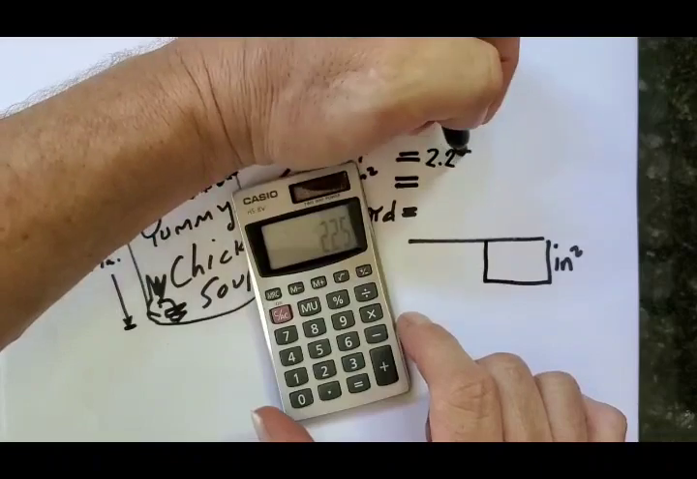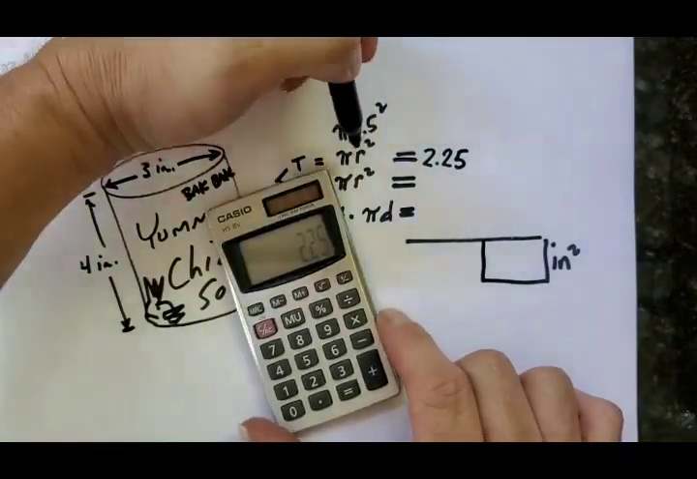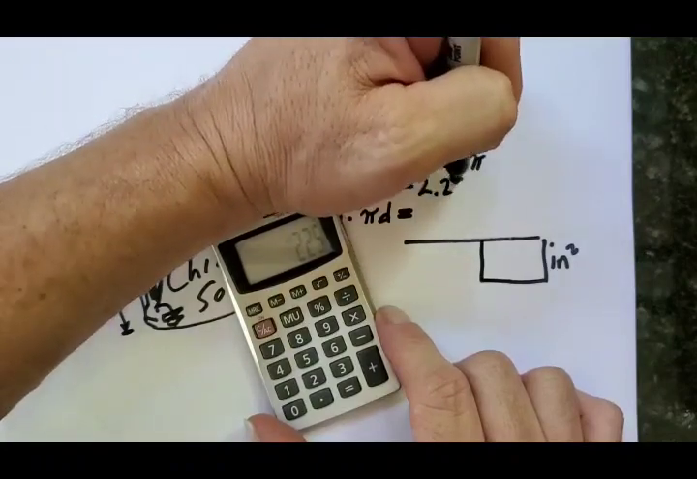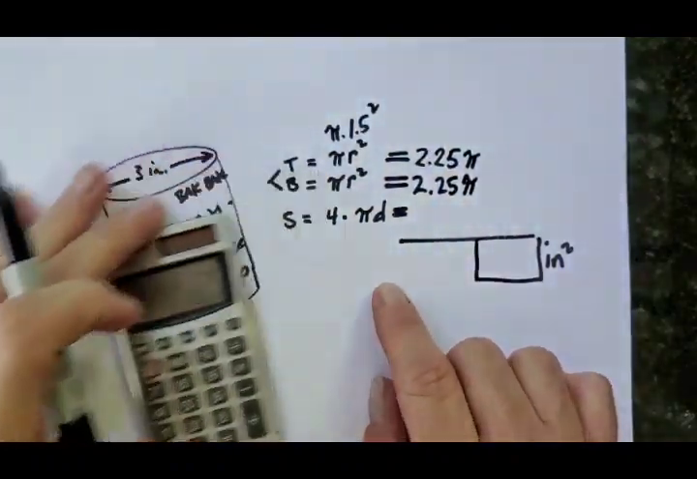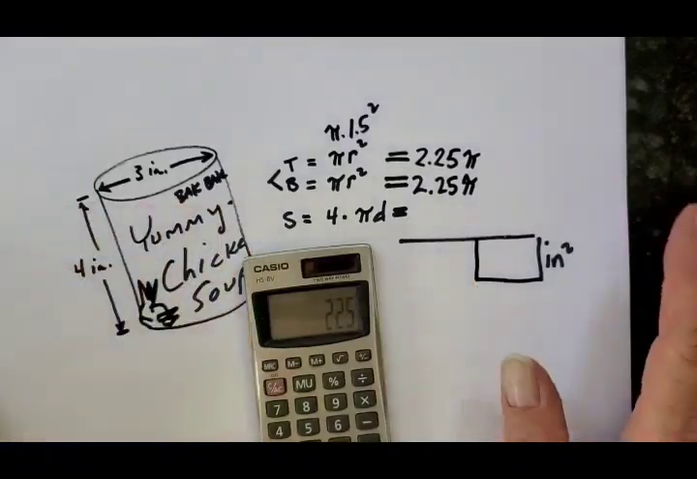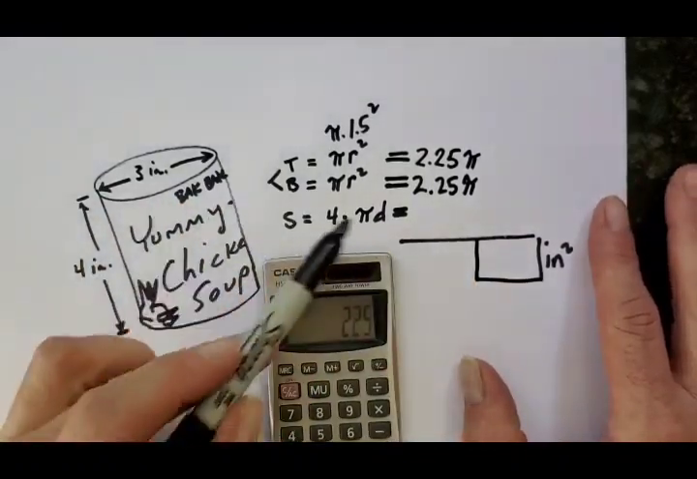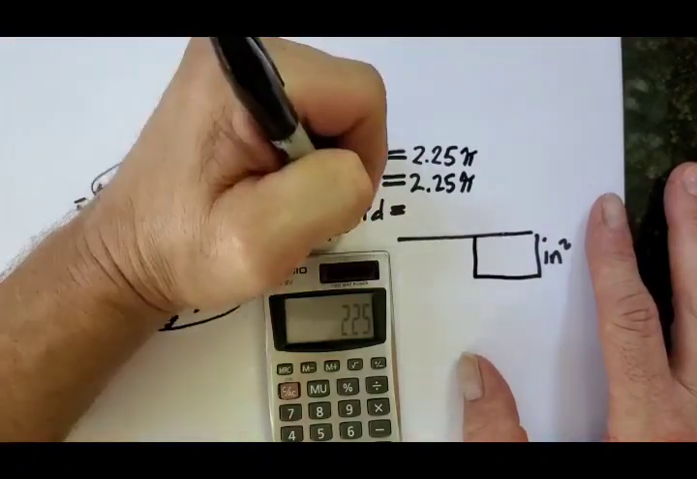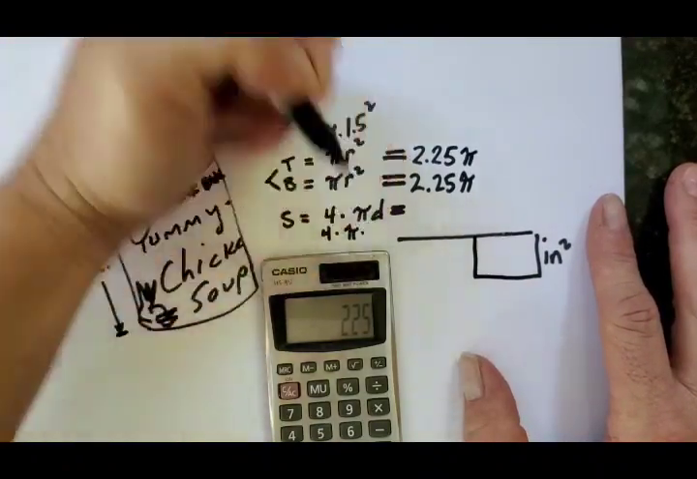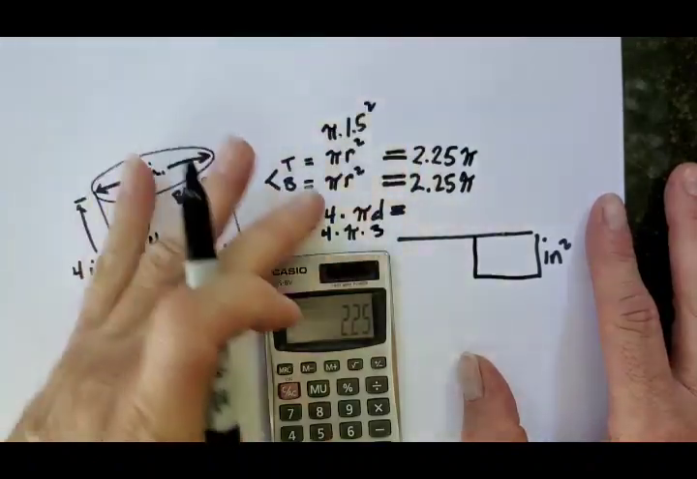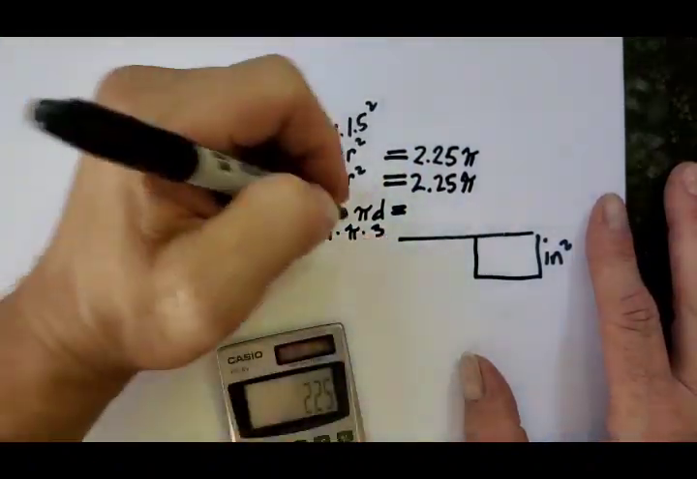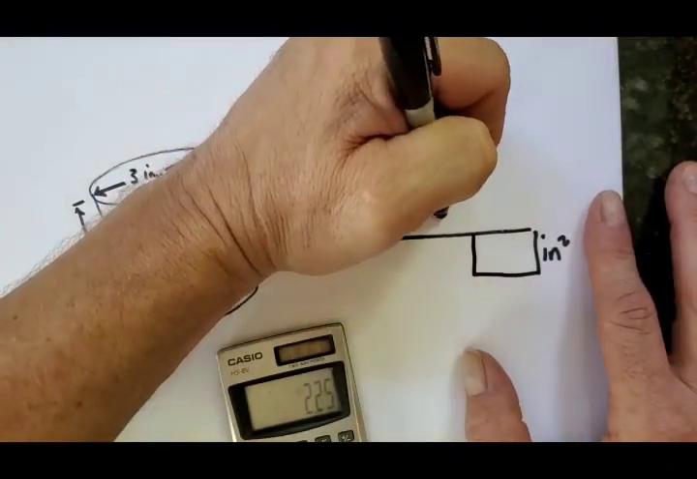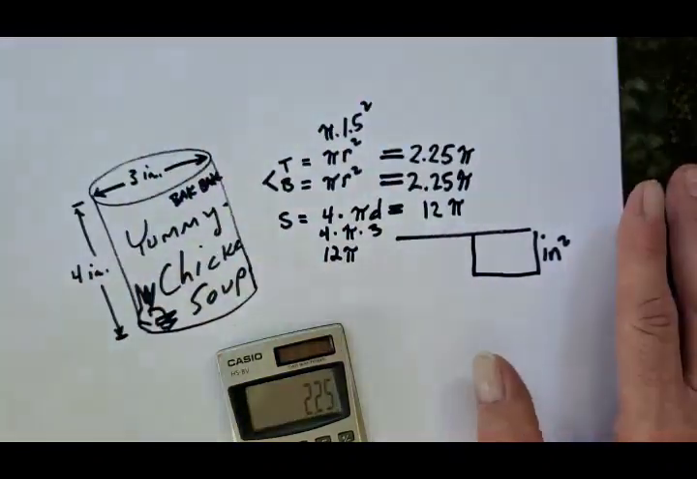So each of these are 2.25 pi. Okay? Now, this, I have to go back and look at it. The diameter of the circle, I can use that. It's 3. So 4 times 3, I can multiply 4 times 3 and get 12. So this is 12 pi. Okay?